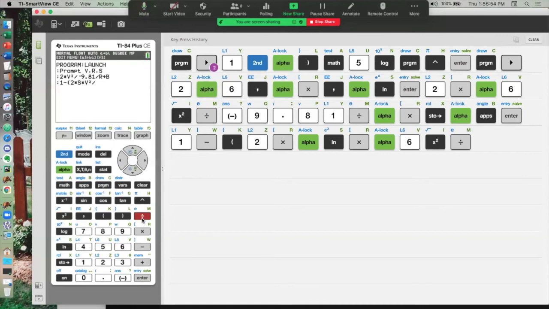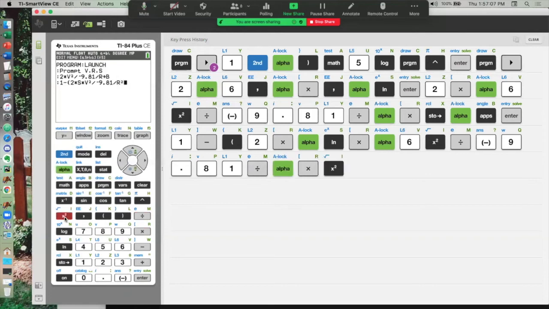Divide by negative 9.81. Also divide by R squared. And then we can close parenthesis. There we go. And I'm going to store that, STO, in alpha C. Enter that. Okay, I have something in B, I have something in C.